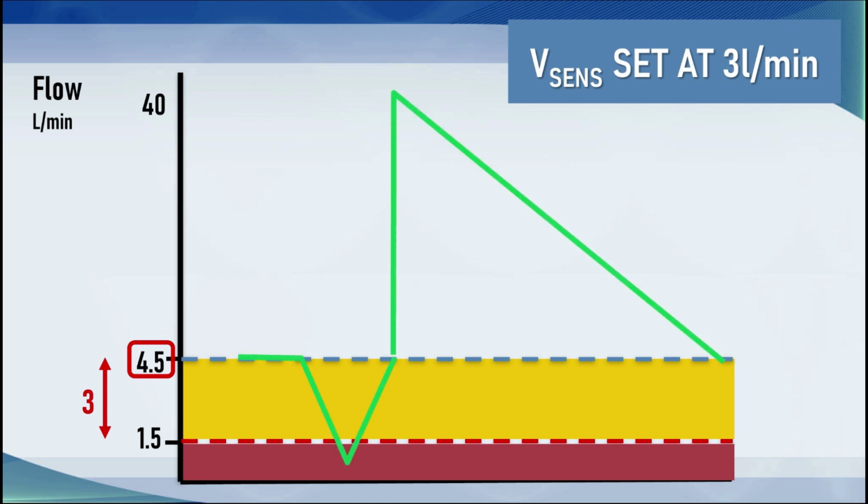So she takes a breath, and of course you can see here that her inspiratory effort goes right down to the base flow level, and that triggers a breath. If she wasn't triggering a breath, we would have reduced the V-sense to, for example, 2.5 or 2 liters. And if she was over triggering the ventilator, for example, just cardiac oscillations triggering the vent, we might increase it.